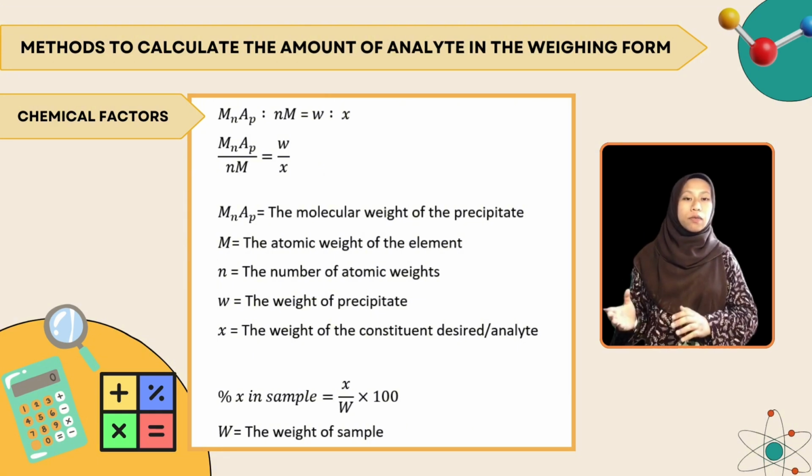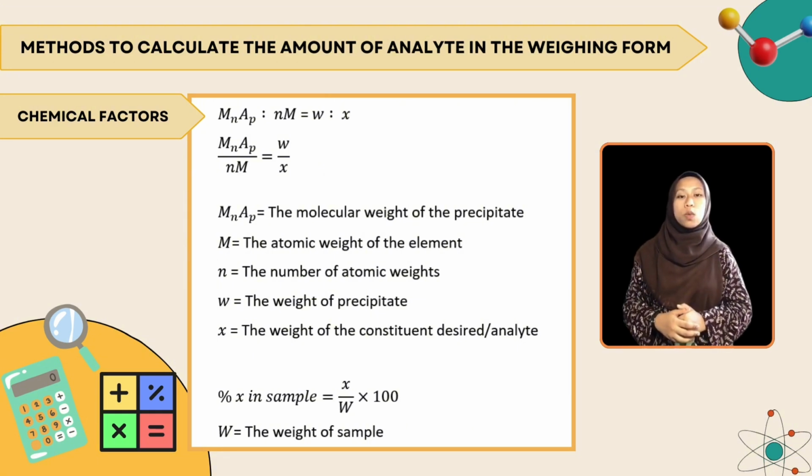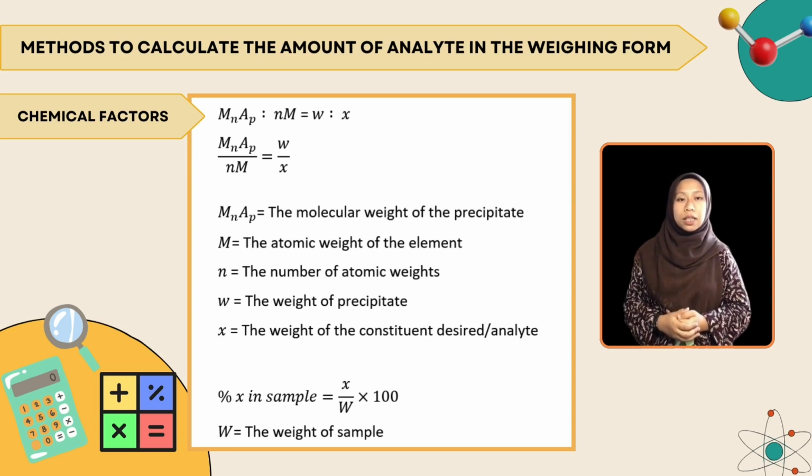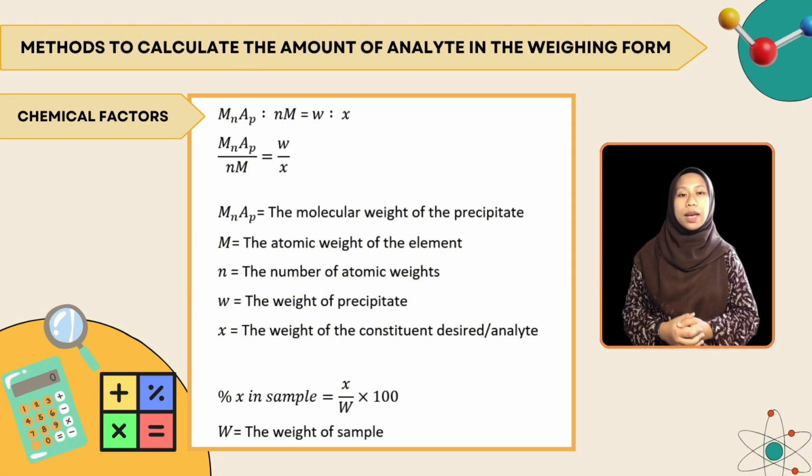So there is a general formula on how to calculate X, which is the weight of analyte. Firstly, we find X, the weight of analyte, by dividing the molecular weight of the precipitate by the number of atomic weights in the precipitate, multiplied by the atomic weight of the element. And the answer we divide by W, which is the weight of precipitate. Next, after we get the value of X, we can find the percentage weight of the analyte in the sample by dividing X by W, which is the weight of the given sample, and multiplying it by 100. So finally, we can get the percentage weight of the analyte.